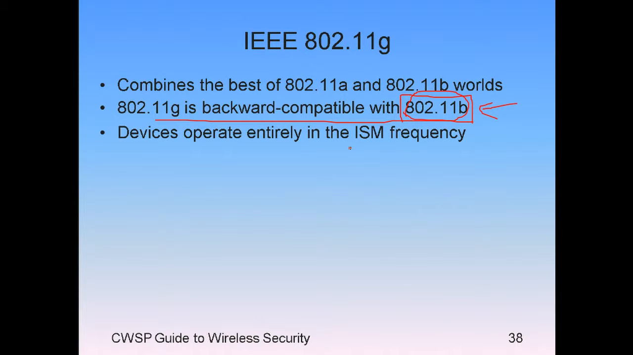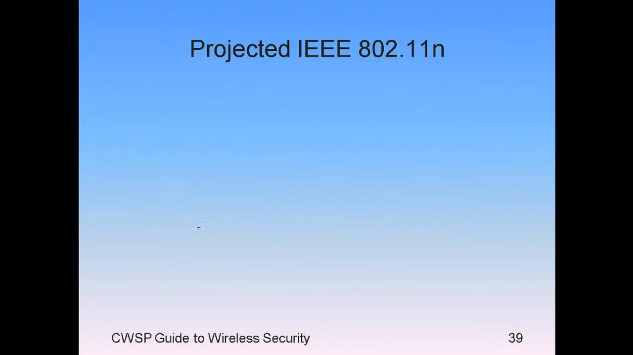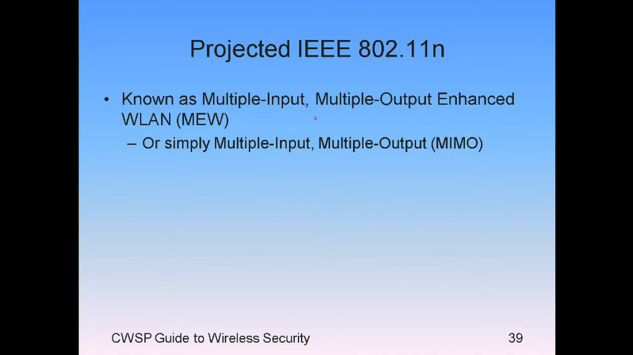Operate entirely in the ISM frequency, the B's and the G's do. 115 meters, 375 feet apart. The 802.11n has MIMO, multiple in, multiple out. What this allows, instead of a single signal, is we can have multiple signals, multiple antennas.